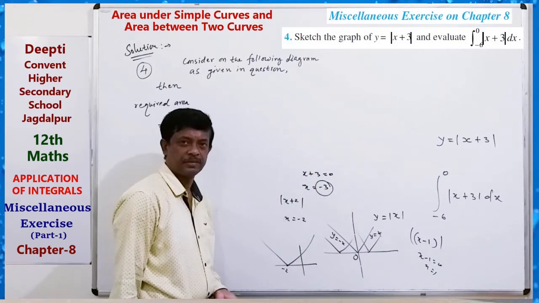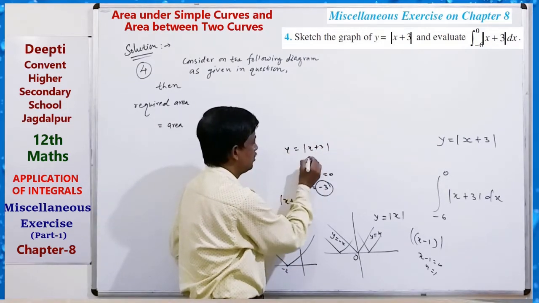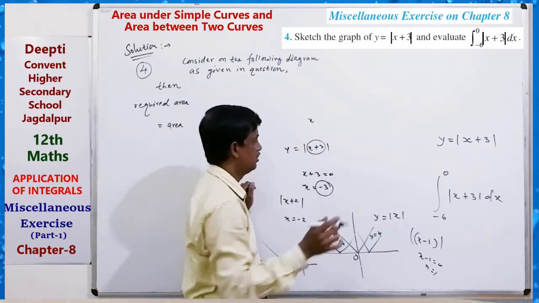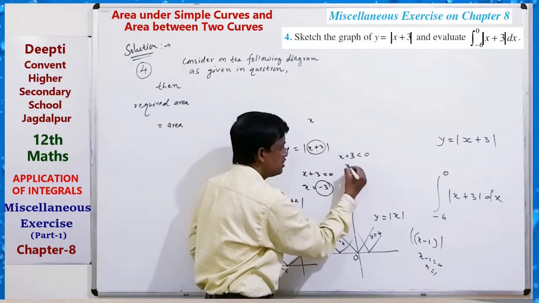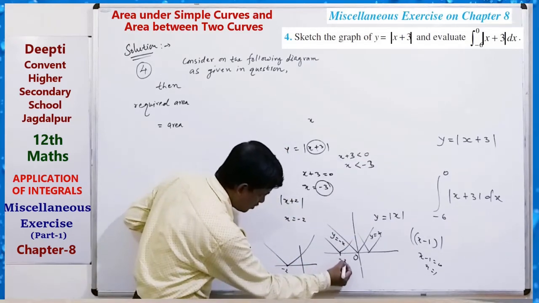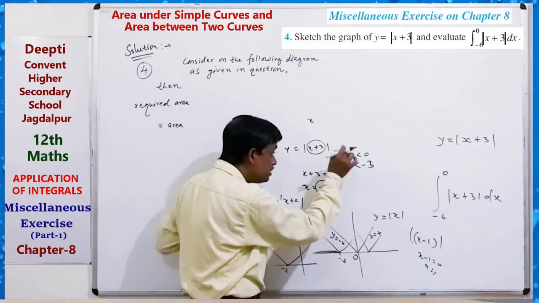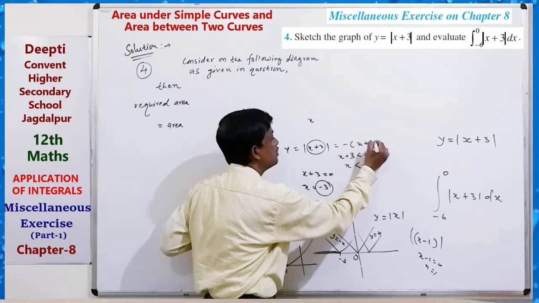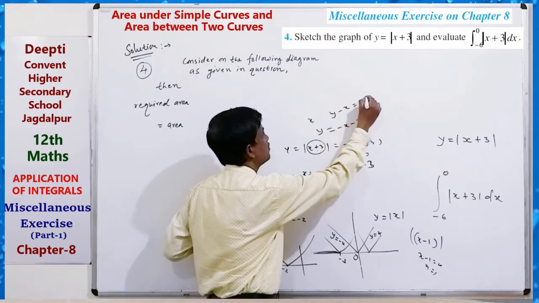Clear? And also suppose y equals mod of x plus 3, and this is negative. This is negative means what? x plus 3 is less than 0, that is x is less than minus 3. In this case, if this is less than 0, then mod of this is equal to what? Minus of x plus 3. That is y equals what? Minus x minus 3. That is y plus x equals minus 3.